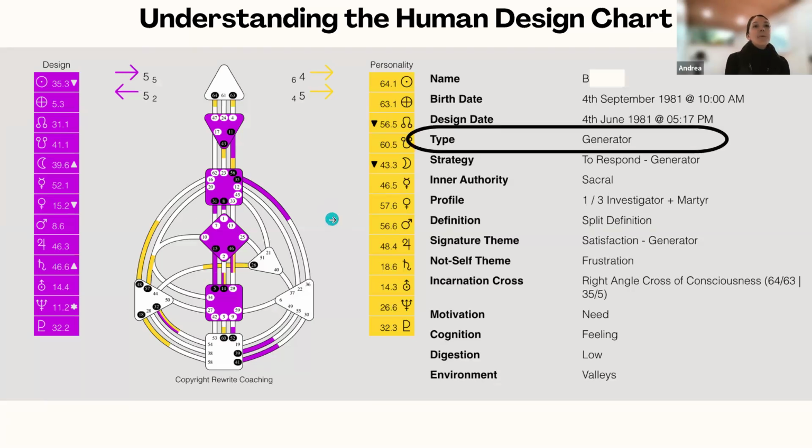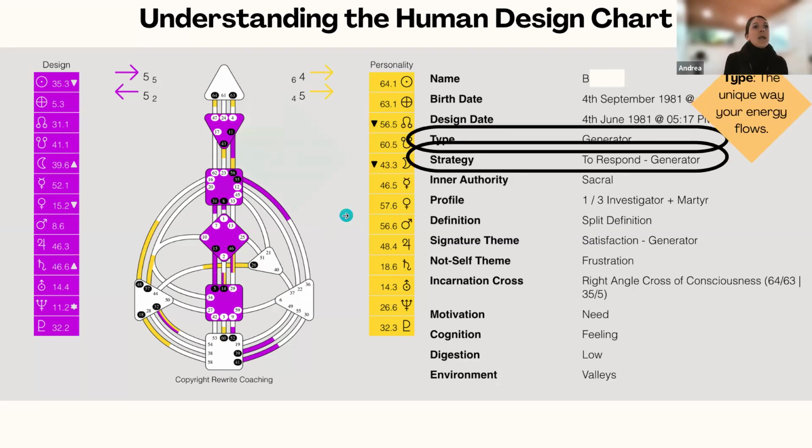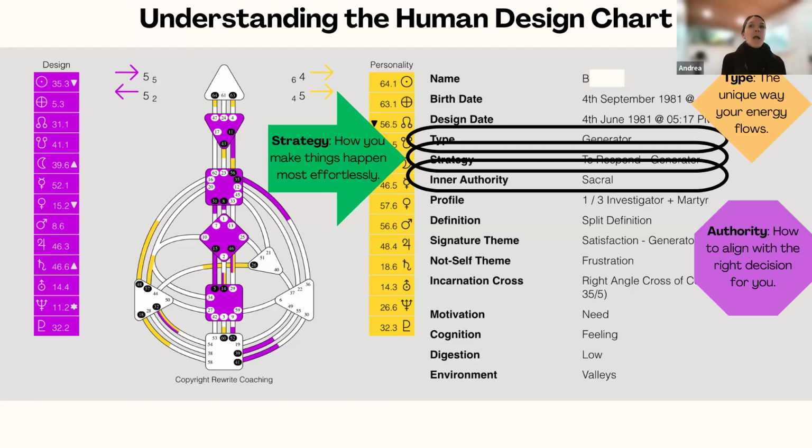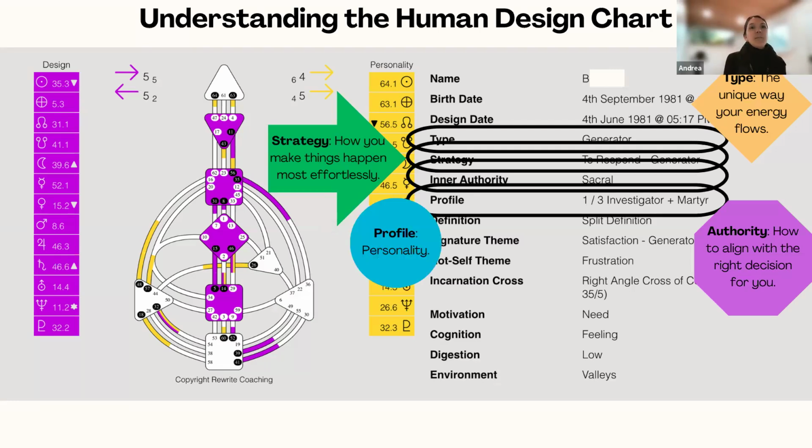So we're going to go over type, and type is the unique way your energy flows. We're going to go over strategy, and this is the way that you make things happen most effortlessly. So the best way for you to go forth in life based on the way your energy flows. Then we have the inner authority, which is how we best align with the right decision for ourselves. And then we have the profile, which is two numbers, and this is a representation of personality or your strengths in this lifetime, and some of the things that you're suited to learn in this lifetime.